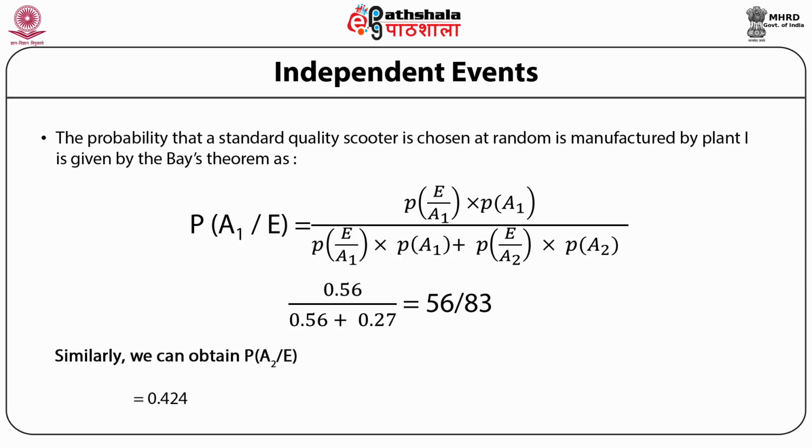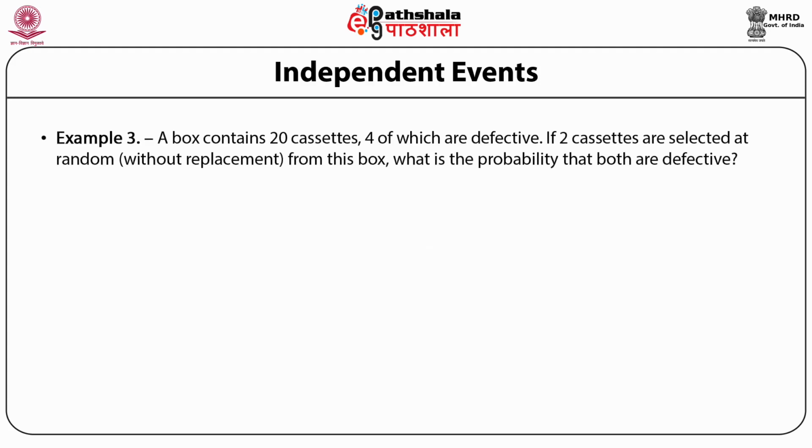Similarly, we can obtain the probability of A2 when E has already occurred by the same formula, by the same condition of Bayes' theorem. Next example: a box contains 20 cassettes, 4 of which are defective. If 2 cassettes are selected at random from this box, what is the probability that both are defective?